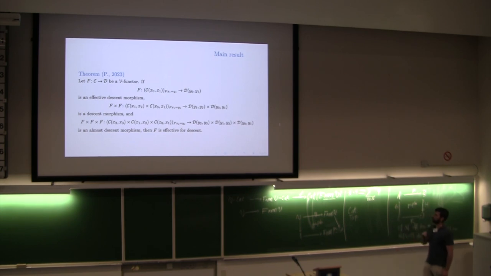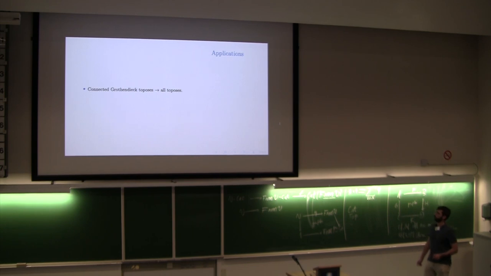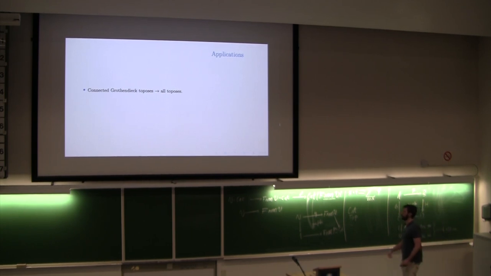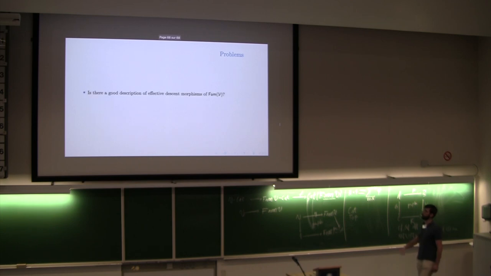But before I get into the problems, I should mention what the main applications are, what we can do now that we could not do before. Before, we were only able to provide a description for the connected quotient topoi. Now we can take any quotient topoi. And our result also recovers the result of Clementino and Hofmann when V is a frame; at least one of the directions of their equivalence, we can recover one implication. And we can also provide a description for the functors enriching compact Hausdorff or Stone functors. And as I mentioned, one of the problems was obtaining the description of effective descent morphisms in the pre-coproduct completion.